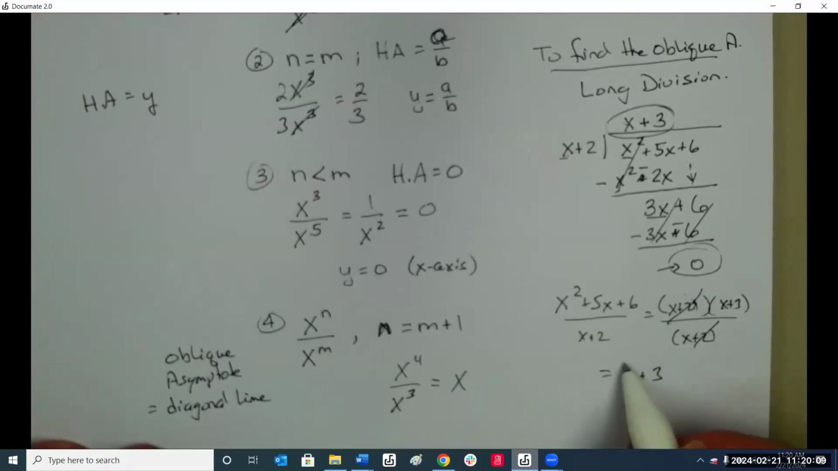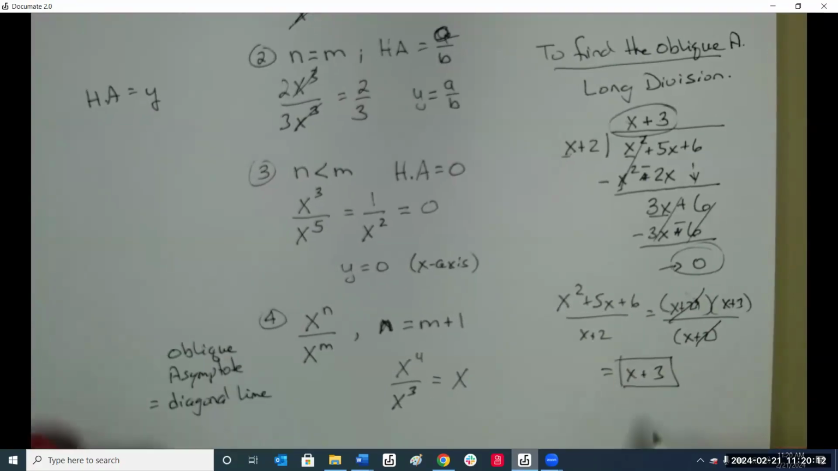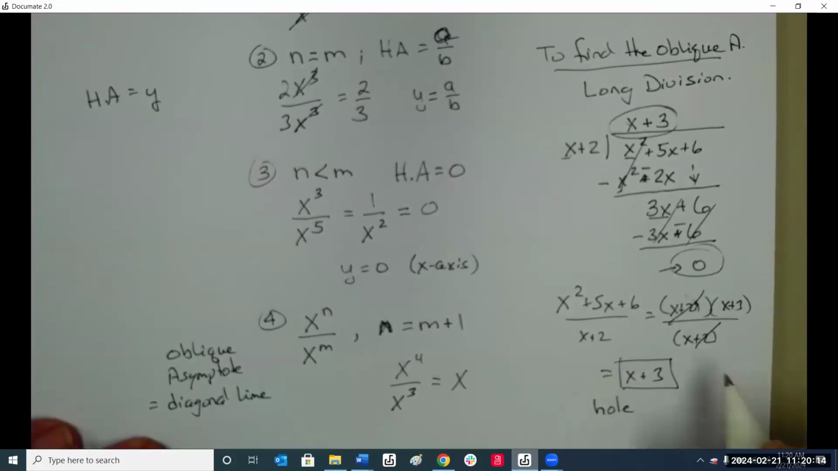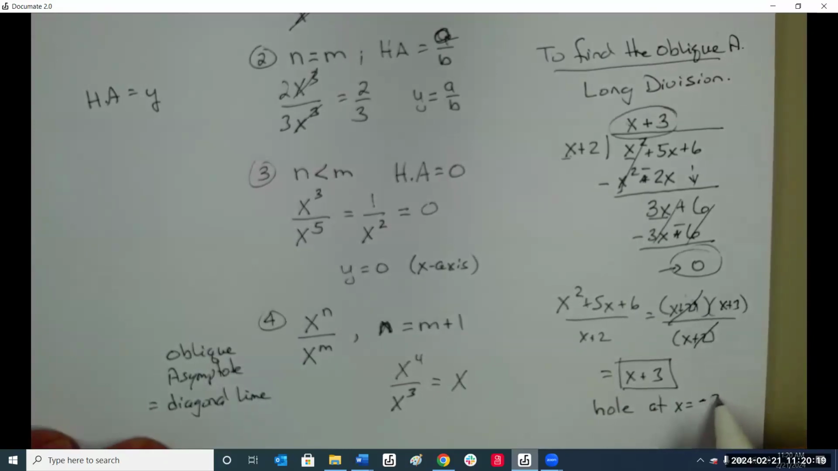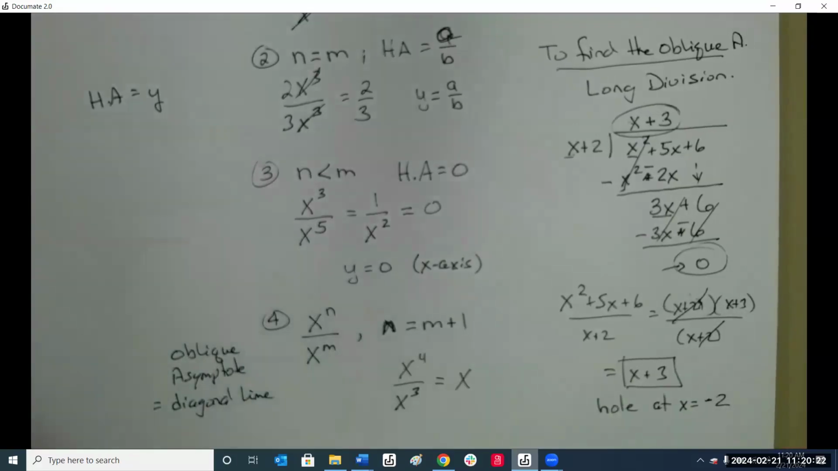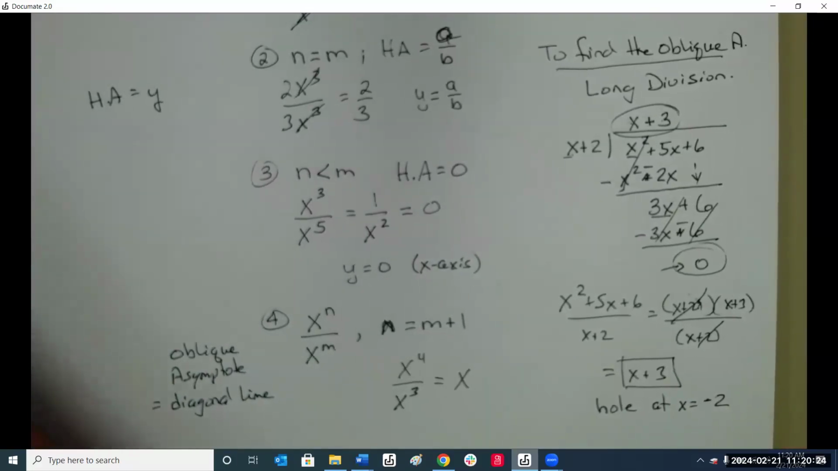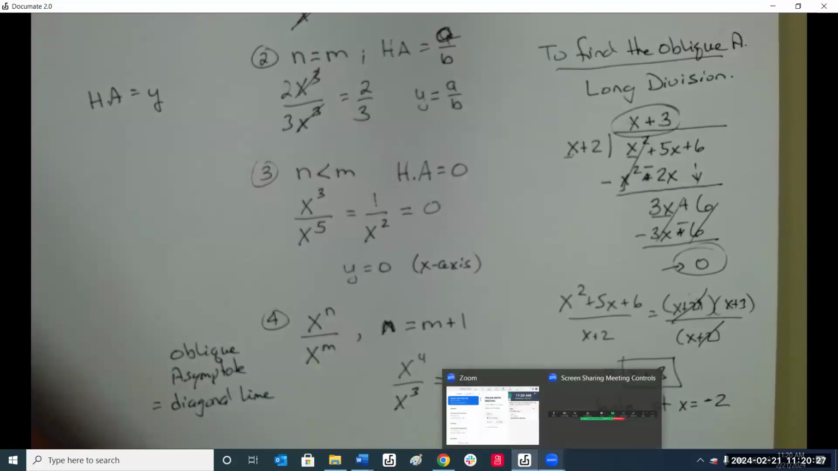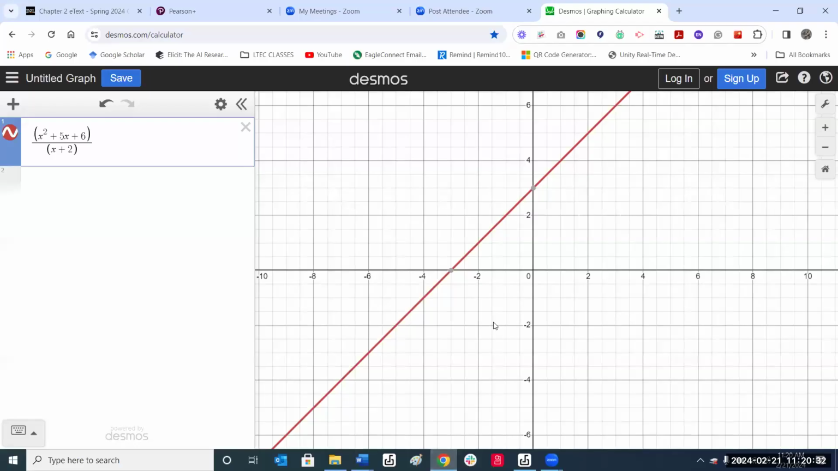So what that means is our graph of our function looks like this, with a hole at x equals -2. It looks like a straight line, like the line for x plus 3. If we zoomed in, there's an open hole right there, because we can't use -2 in our original equation. But the rest of the graph exists.